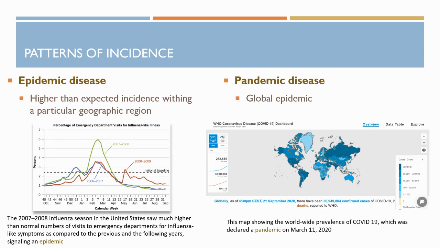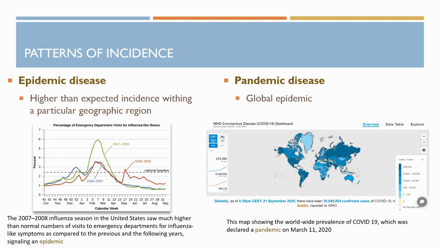Epidemics occur when there is a higher than expected incidence within a particular geographic region. So all of a sudden, that endemic disease, that low background number, is much higher, grows for some reason. And so epidemiology would try to determine what the reason is to control it.